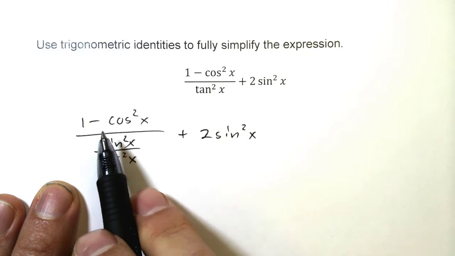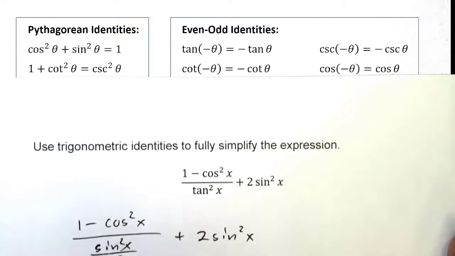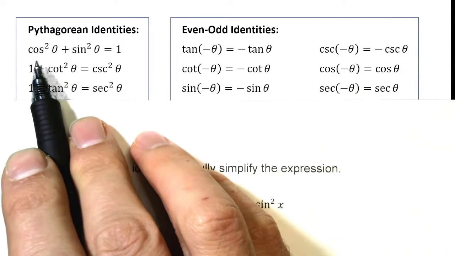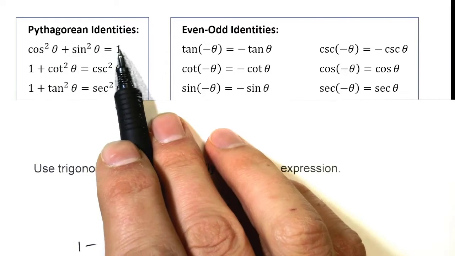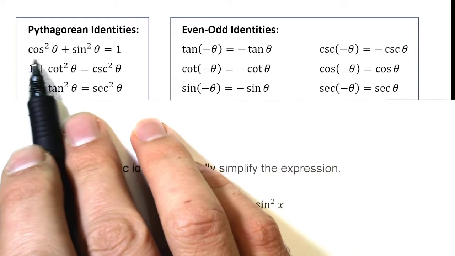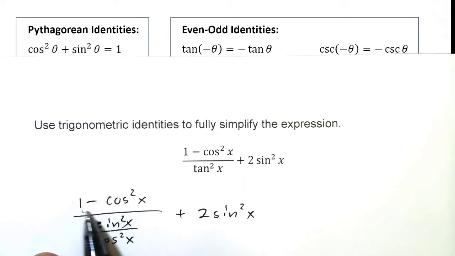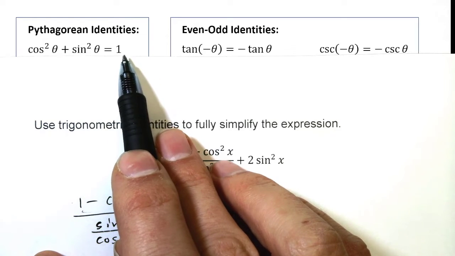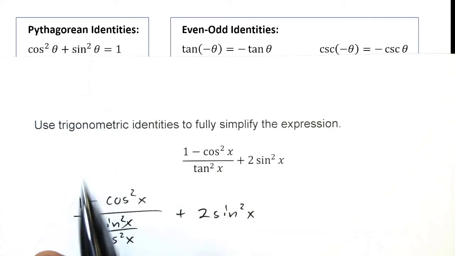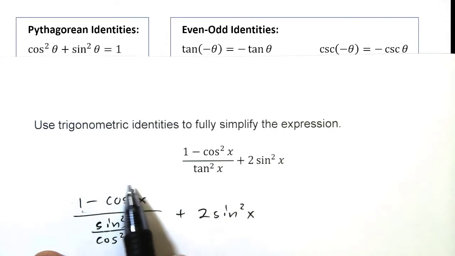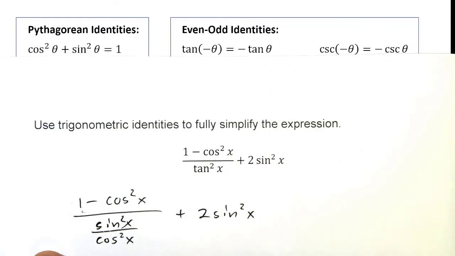So what about this cosine squared over here? Can I do something with that? Let's look. Well, I do see a cosine squared here, and I see a 1 and a sine squared. If I subtract cosine squared from both sides of this equation, I get 1 minus cosine squared on the right-hand side, and what's left on the left-hand side is sine squared. So the numerator here can be written as sine squared x, and that follows from this identity right here. So let's do that.